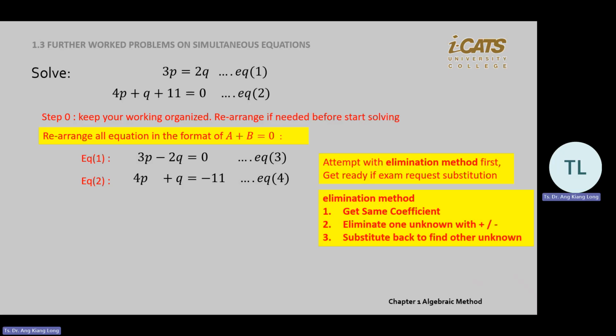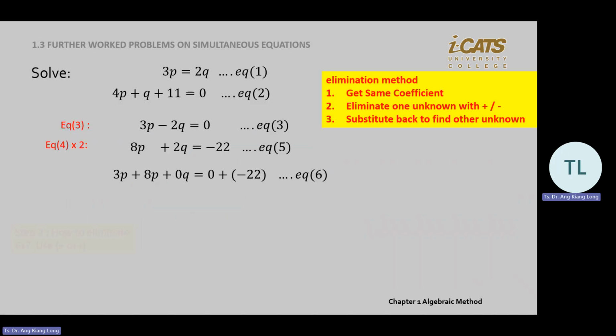So there are three simple steps. I summarize here for elimination. First, make sure you have the same coefficient. Then you eliminate, either plus or minus, take two equations, plus or minus, substitute back, then find the solution. Okay, these three steps. In the test, you don't need to write this one, only you need to tell me the steps, what steps you do.